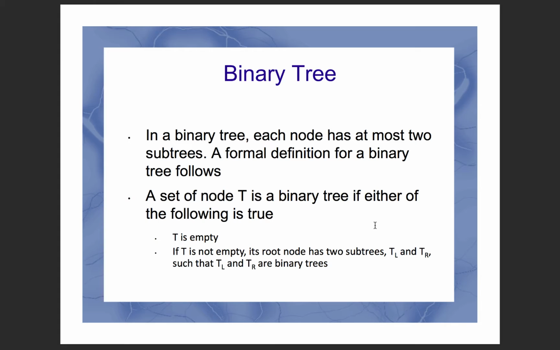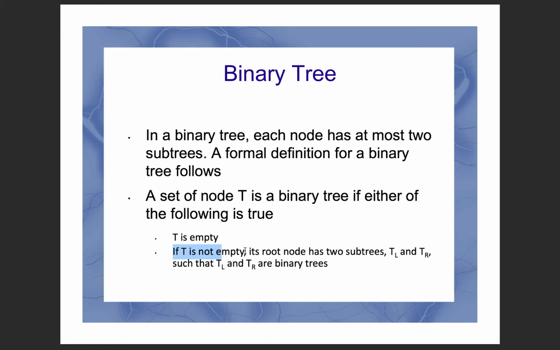So the formal definition says that a set of nodes T is a binary tree if either of the following is true. You can call a tree a binary tree if one of them is true. If T is empty, if there is no node, then you can call it a binary tree because it doesn't have more than two children. That satisfies the condition, which is why you can call it a binary tree.